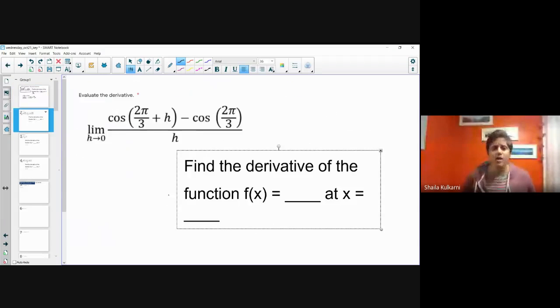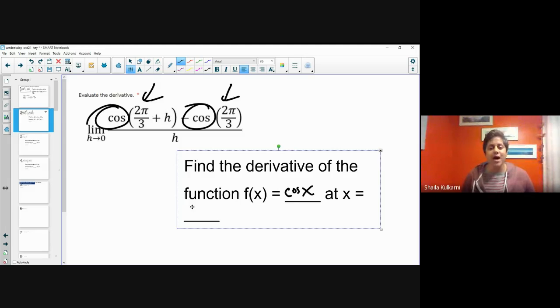Let's go to question 2. Again, it's saying cosine of 2 pi over 3 plus h. Oh, it's saying h. When that letter h kicks off, that letter h is supposed to go, I got a derivative here. So when I have a derivative here, find the derivative of what? I'm trying to find the derivative of the function cosine x. And at what x value? At 2 pi over 3.